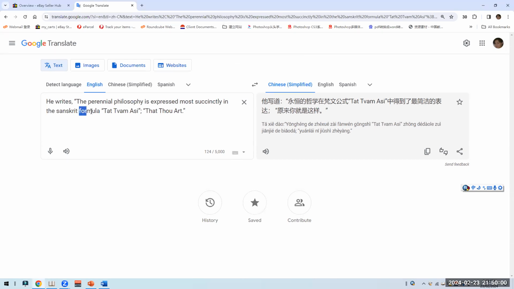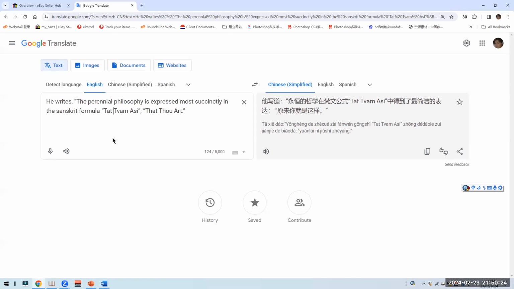Formula. 就是它注音 Yeah, formula. Perfect. Formula. 后面是 that 还是 tat？塔特，对，它翻译成 tat. Yeah, tat. Tvam asi, that.